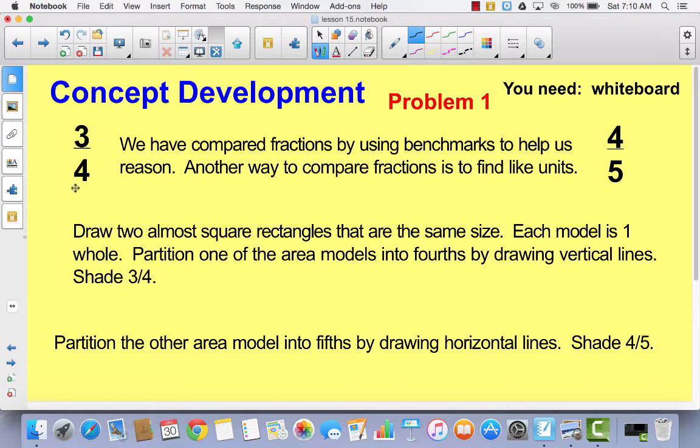We're going to take a look at these two fractions. If I'm trying to compare 3/4 and 4/5, if I think about what I did in the last lesson, there's nothing I can do to this numerator 3 to get it to the numerator 4. I can't multiply it by anything to get to 4. And the same thing with the denominators. I can't multiply 4 by anything to get to 5. So that kind of puts me in a dilemma. So today I'm going to show you what to do when you can't multiply the numerators or the denominators to get a number. All right, so we're going to start with two area models.